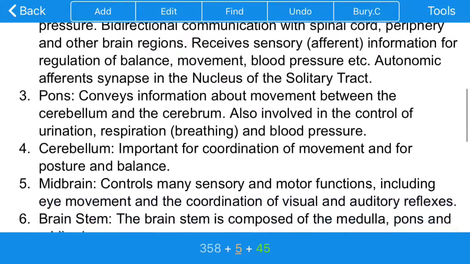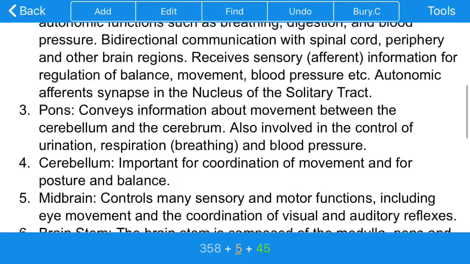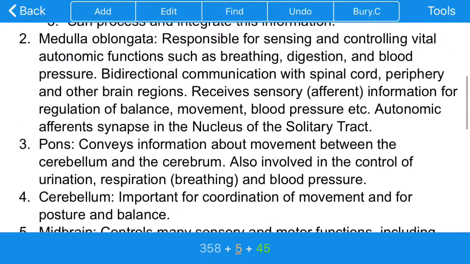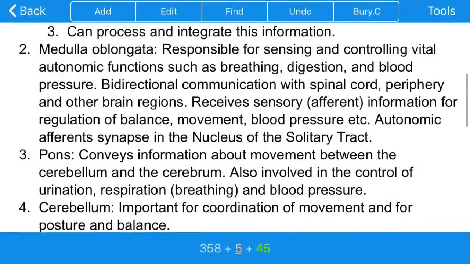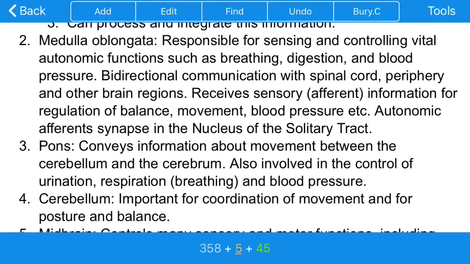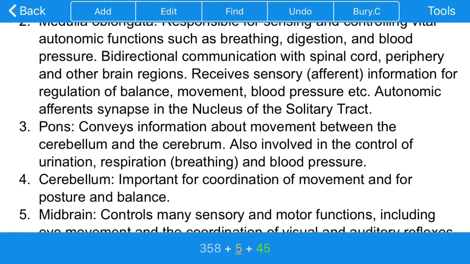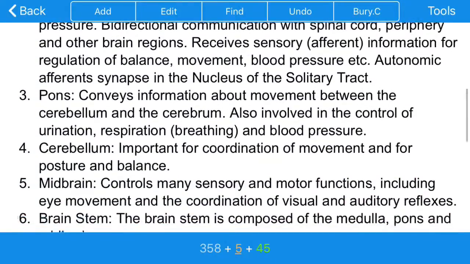Receive sensory afferent information. Oh, it does balance. Okay, that's cool. Breathing, digestion, blood pressure, and then balance. Lots of B's, man. We'll just call it the triple B. The BBBP. No, BBBD. Ugh, okay.